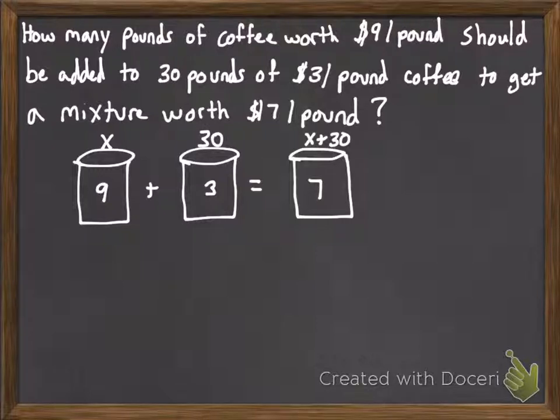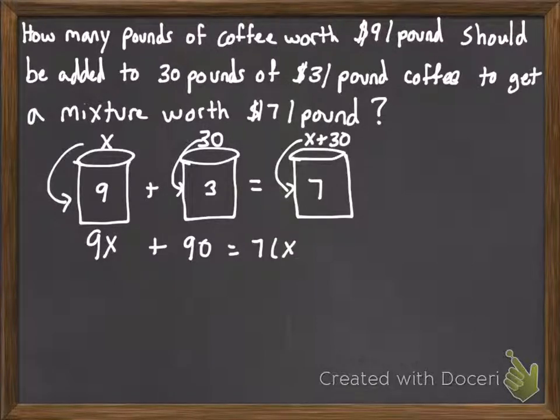At this point, once we have our problem like that, we can now multiply down. So 9 and x would be 9x. 30 and 3 would be 90. And then finally, 7 in the x plus 30, we can just write as 7 times (x plus 30). And now we have our equation, and we can begin to solve that equation.